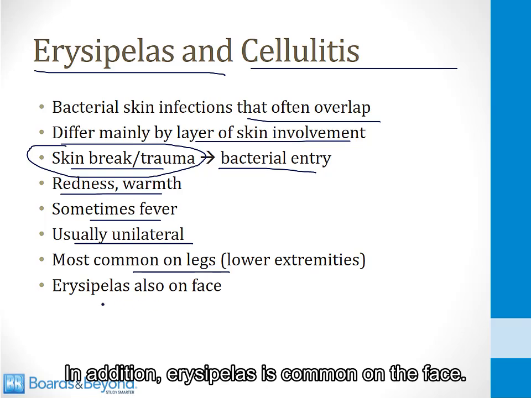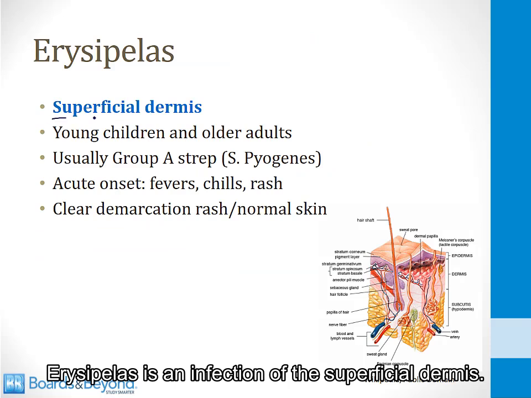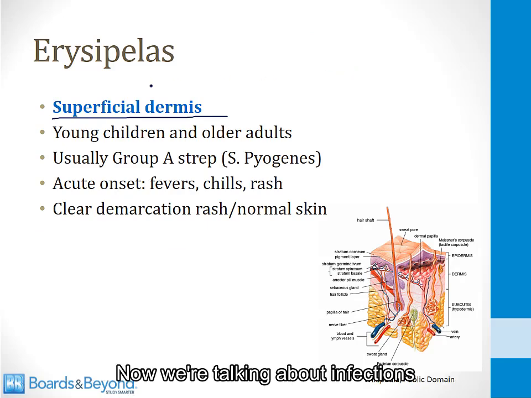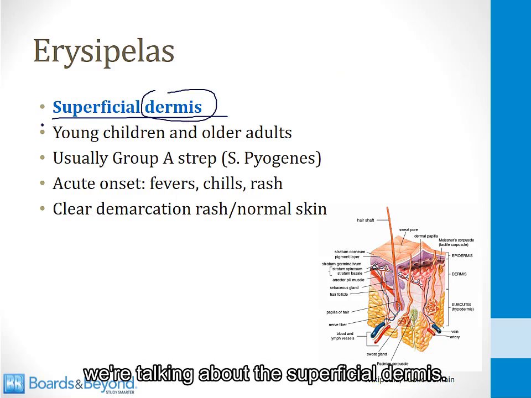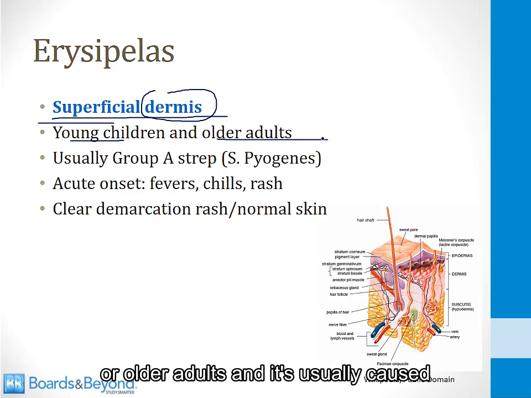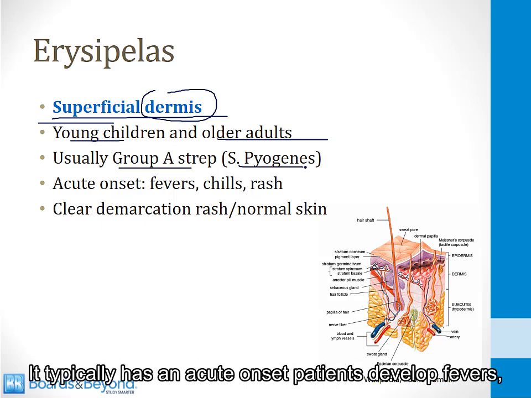In addition, erysipelas is common on the face. Erysipelas is an infection of the superficial dermis. So remember in impetigo, that was an infection of the epidermis. Now we're talking about infections of the dermis. And in the case of erysipelas, we're talking about the superficial dermis. This tends to affect either young children or older adults, and it's usually caused by group A strep or strep pyogenes. It typically has an acute onset.